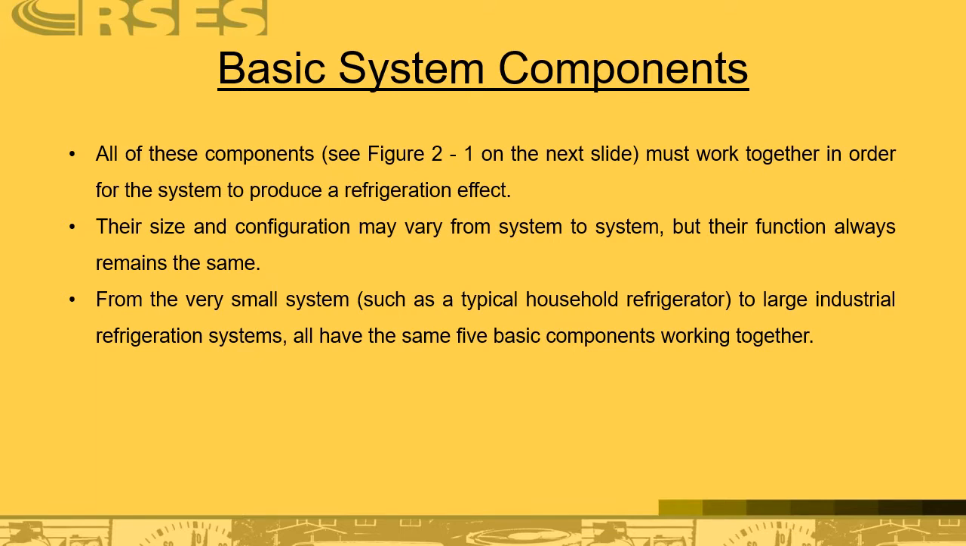All these components must work together in order for the system to produce a refrigeration effect. Their size and configuration can vary from system to system, but their function is always going to remain the same. From a very small system, as a typical household refrigerator, to a large industrial refrigeration system, they all have the same 5 basic components.